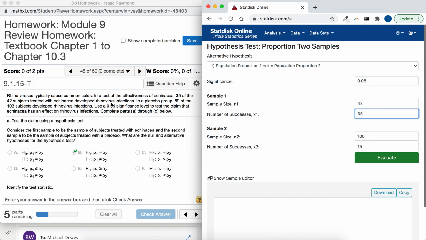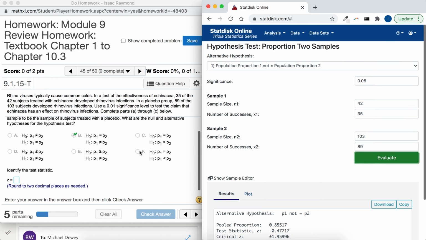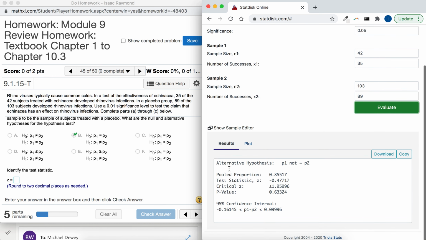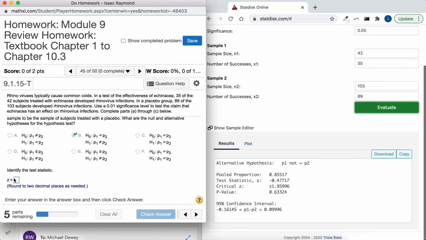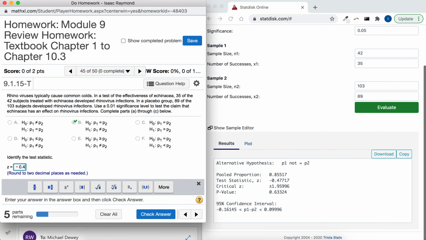It's kind of a weird thing to say, success being rhinovirus infections, but it doesn't necessarily have to be something good. It's the significant thing that you're testing for. As long as you keep this consistent, as long as they're counting the same thing, you're okay. Placebo group, 103 subjects, 89 developed the infection that we're studying. If you click evaluate, it'll give you everything you need. The test statistic looks to be negative 0.48.